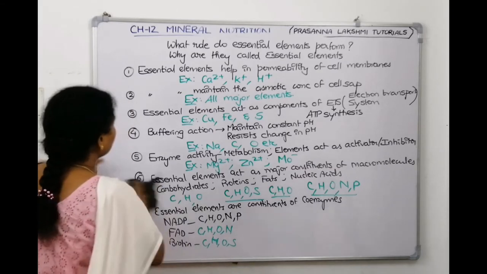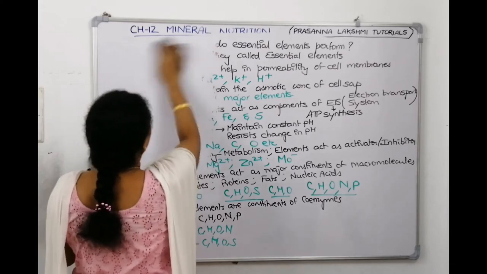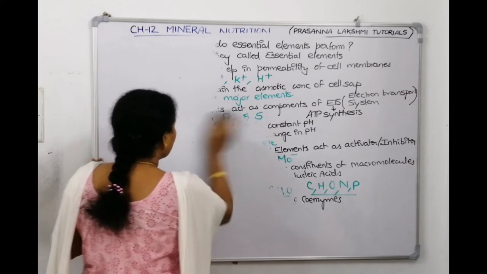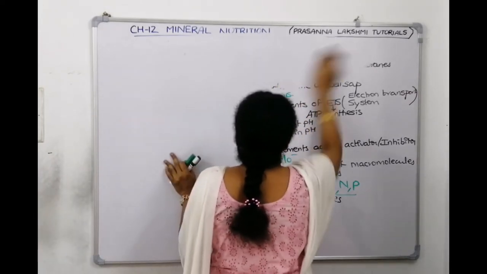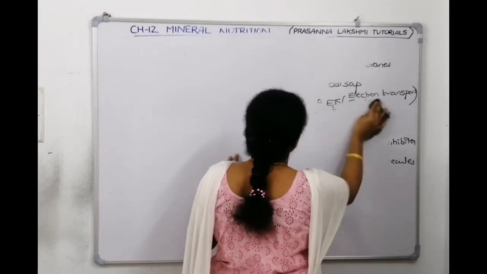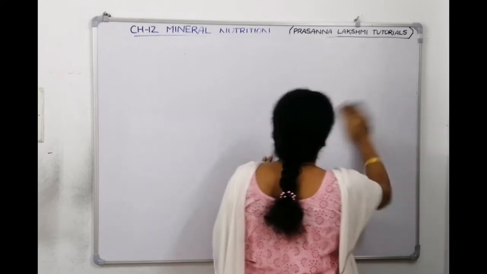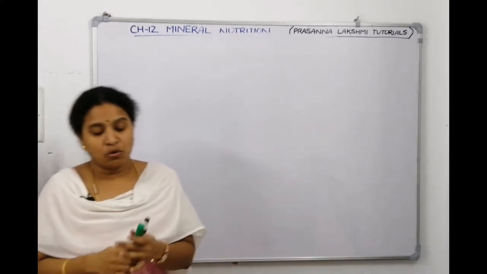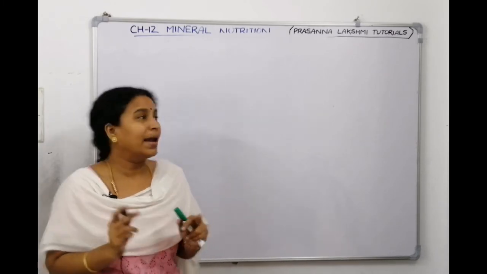Right. Now we understood what essential elements are and what roles they have in maintaining plant metabolism. How many essential elements are there? 17. Of those 17, the elements which are required in more concentrations are called macro elements. We told that out of 17 essential elements, 9 are macro and 8 are micro. Now let us talk about macro elements.